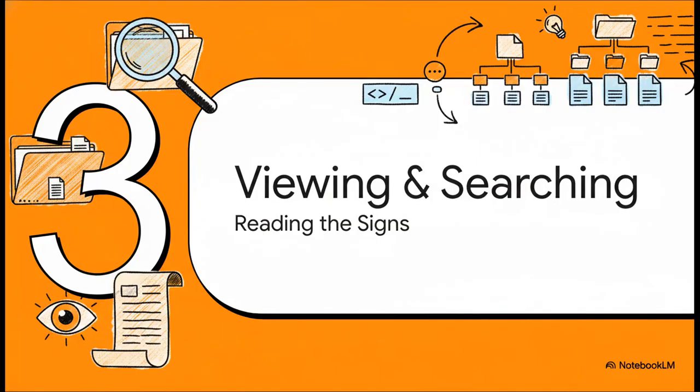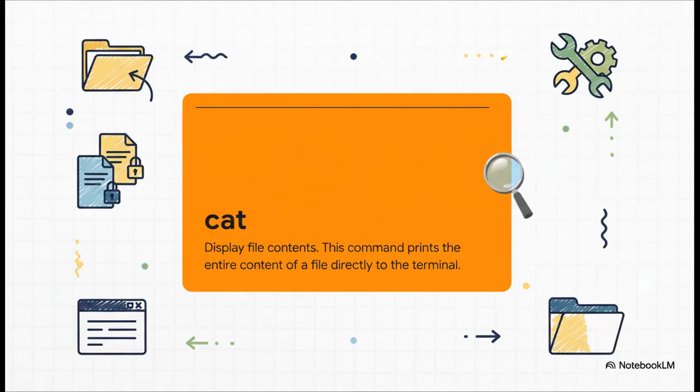Okay, so we've navigated our space, we've built some things in it. Now you need to actually see what's inside our files without having to open up some big, clunky text editor. These next commands are your tools for peeking, reading, and searching through your stuff, all from right here in the terminal. The simplest, fastest way to read a file is with cat. You just type cat and the file name, and it spits out the entire file right onto your screen. It's perfect for quickly checking a config file or reading a short note you left for yourself.